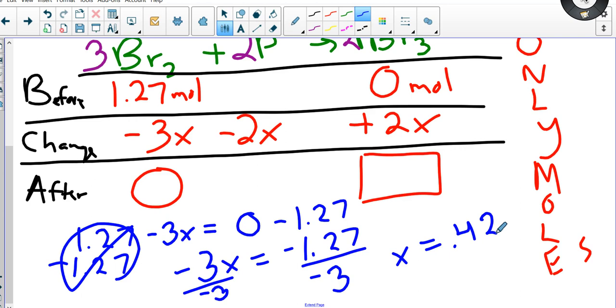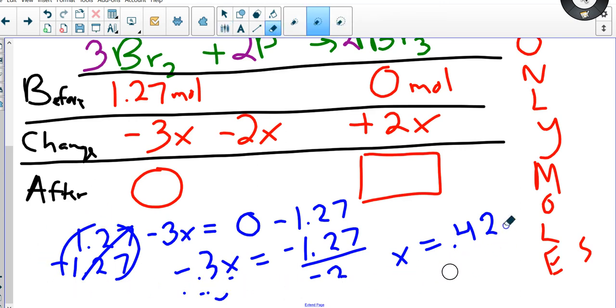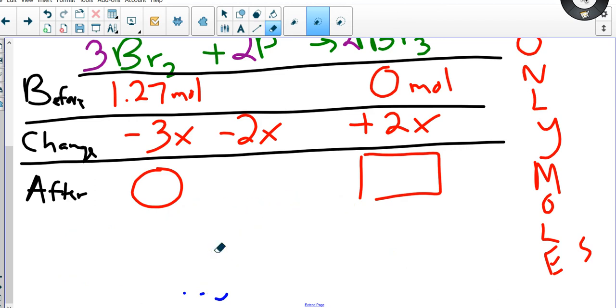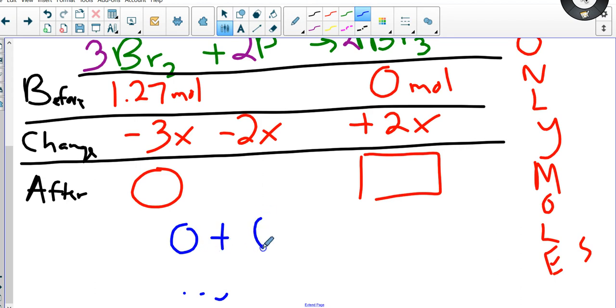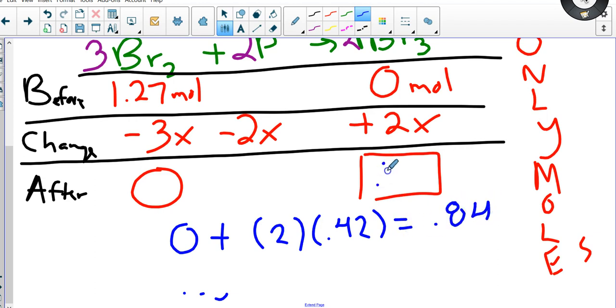So anyway, what we were doing was, I need to erase this. We were solving for how many moles we're after. So I'm going to take the same 0.42. So 0 plus 2 times 0.42 equals 0.84. And when I put this in, I'm going to put 0.84 moles.